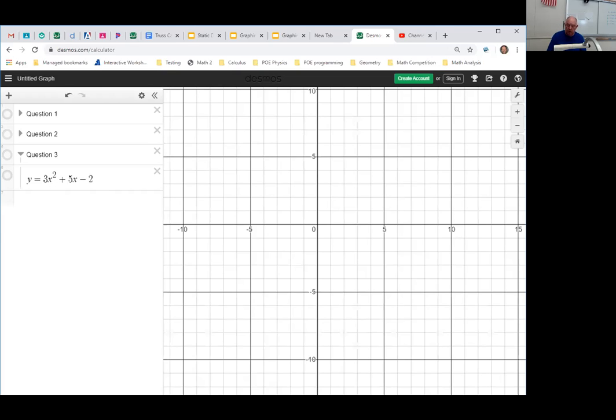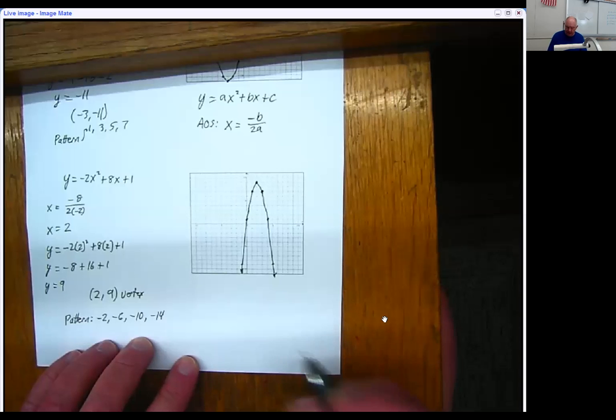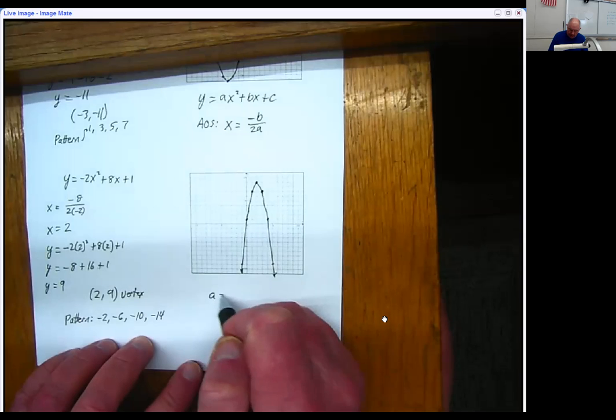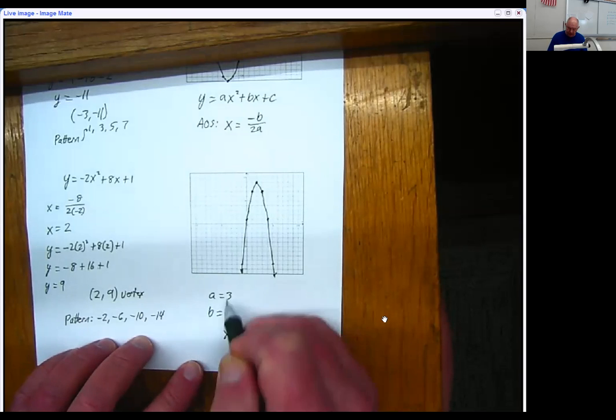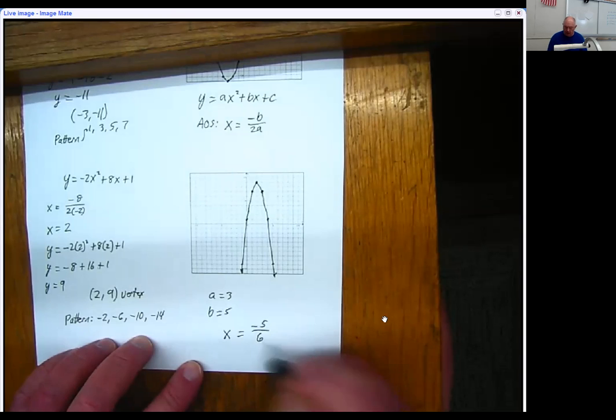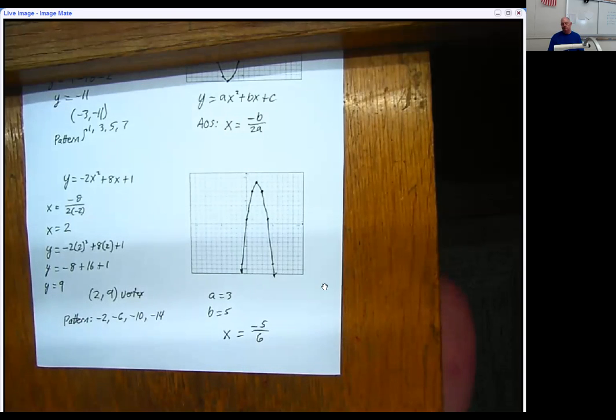So when you get your line of symmetry, if you can come back to the camera, let's see, what was that? 3 for a? Yep. a was 3 and b was 5. And so you notice that this is not so nice. Negative 5 over 2 times 3. You get an unpleasant axis of symmetry.